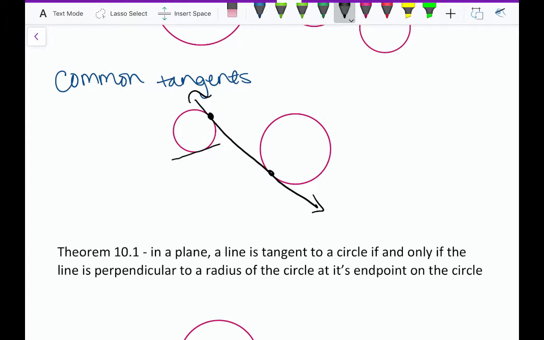Another common tangent would be right here. Again, doing the best I can here. Tangent there and there. I could also do a common tangent up here. Again, doing the best I can. I know that's not too great. And also down here. Okay, so there are 4 common tangents in those two circles. Again, a tangent that is tangent to two coplanar circles.